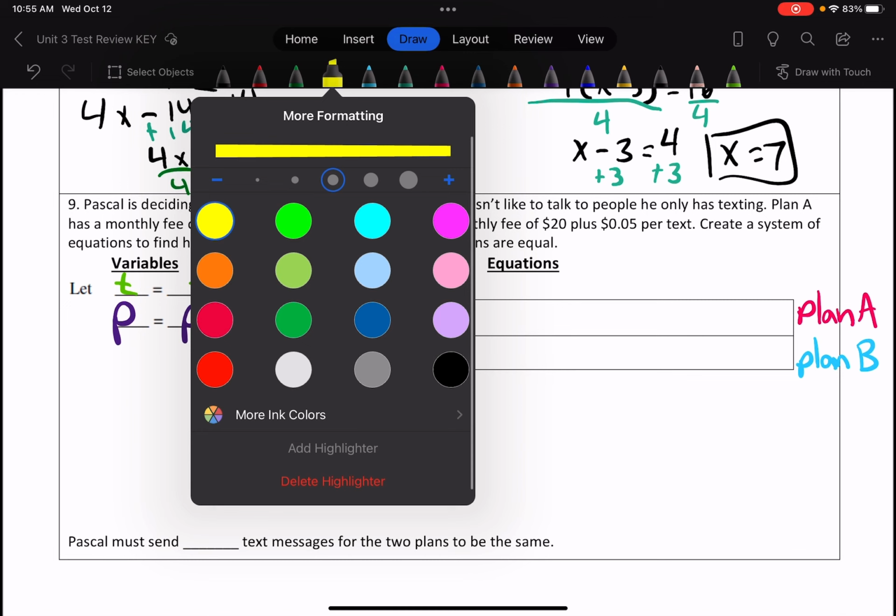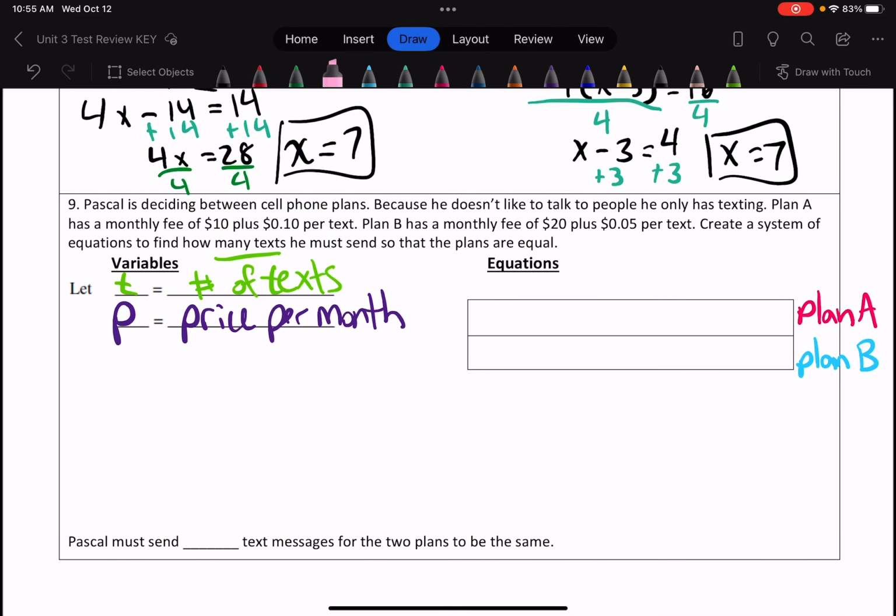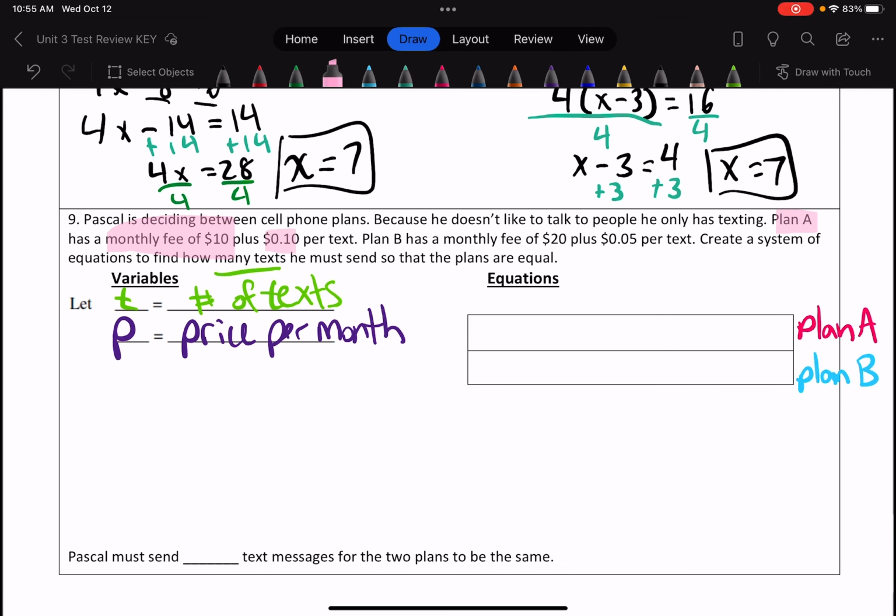Let's read through the material again and just figure out what Plan A tells me. I know that Plan A tells me that there's a monthly fee of $10 and a charge of 10 cents per text. So I can write that out as P is equal to, well, if it's 10 cents per text, I know I'm going to say 0.10 times my amount of text. But I also know there's going to always be a $10 monthly fee. So we're just going to add that to whatever the total price is.